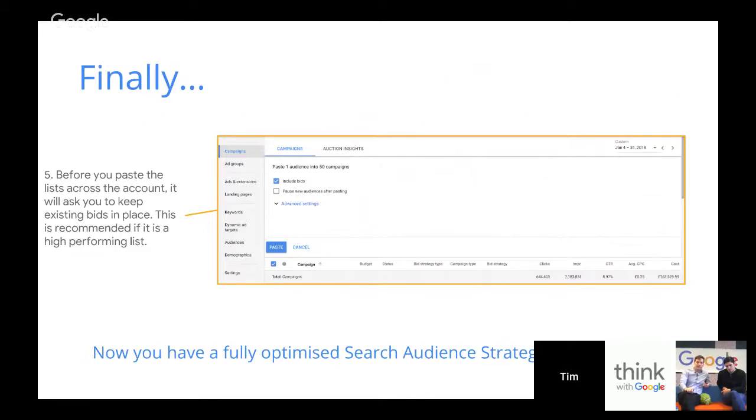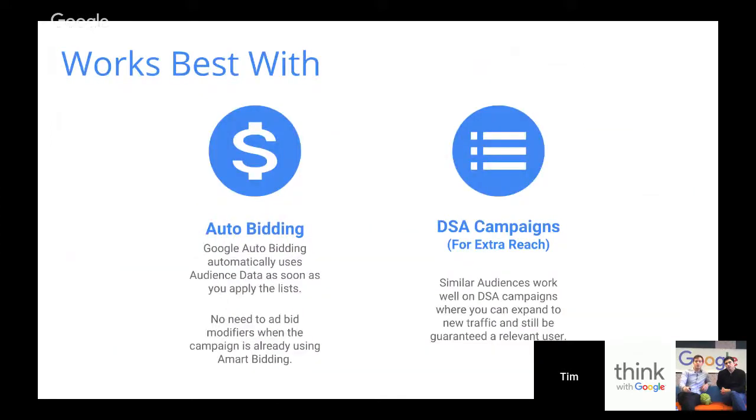They've made it really easy. You can also do this for people who are familiar with AdWords Editor. It's also a very easy way to do that, and we won't go into that now, but through the front end, selecting the audience, copying it, selecting all the ad groups or campaigns, pasting it across, and that should make sure that you have a fully optimized search audience strategy that has no gaps in any of the campaigns or ad groups. So that brings us towards the close.